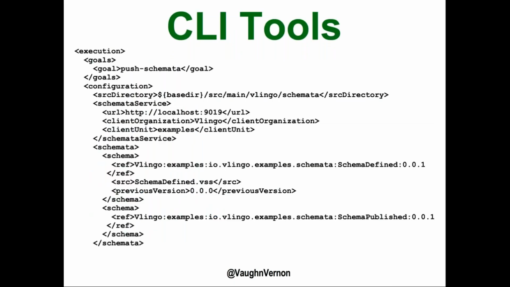So VLINGO Schemata also has command line tools that currently work through Maven, and of course anything that supports the Maven plugin architecture. And so you can request to push your events or any kind of schema into a schema registry, or you can request to pull any kind of schema based on version number from other schemas. And this is how you cherry pick, because you actually can request a certain kind of source.